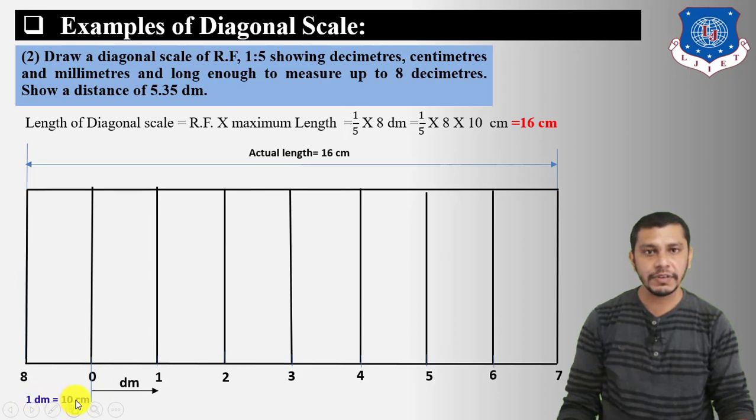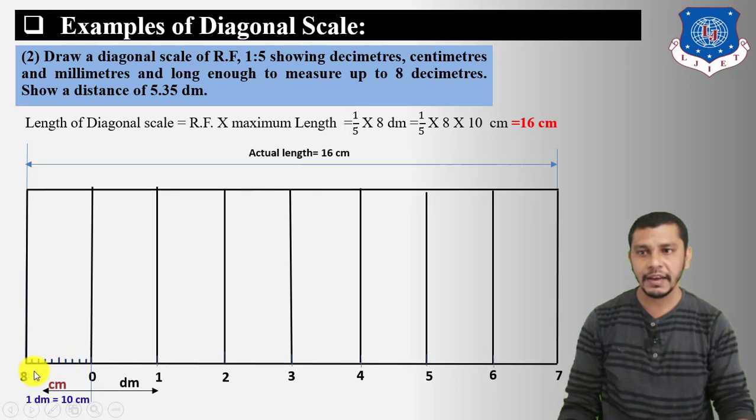So 1 decimeter is equal to 10 centimeter. So on the first main division we will take 10 subdivisions, and on it we will show the centimeters: 1, 2, 3, 4, 5, 6, 7, 8, 9 and 10. So these are 10 centimeters. So on the plane scale we have shown the 10 centimeters.